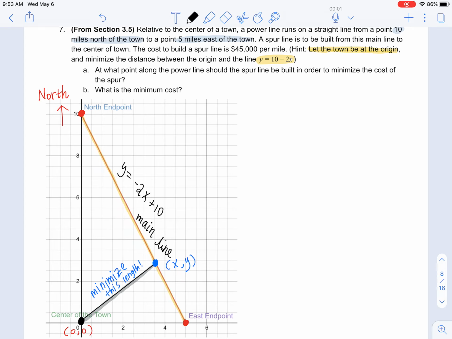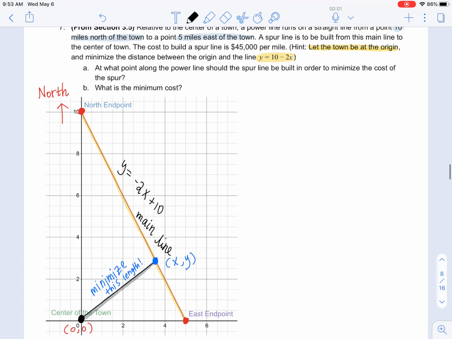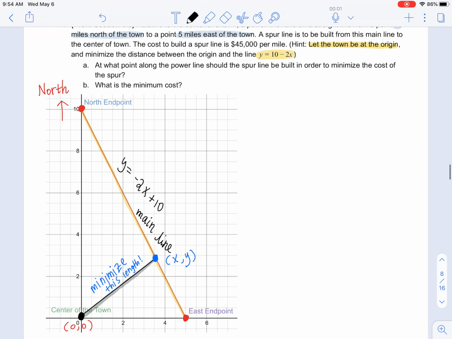So let's go ahead and set up some work here, okay? So that's the diagram, and it will definitely help you, right? And some great hint over here: let the town be at the origin. That's what we did. And minimize the distance between the origin and the line. So that's what we're going to do. We're going to minimize this gray highlighted line so that we can build the cheapest spur line possible.